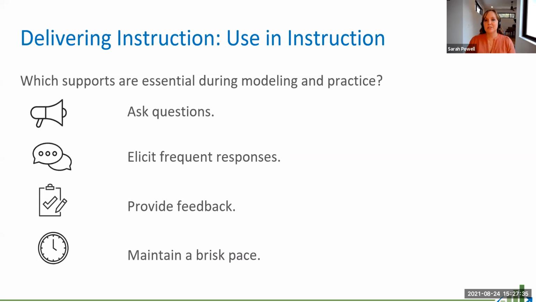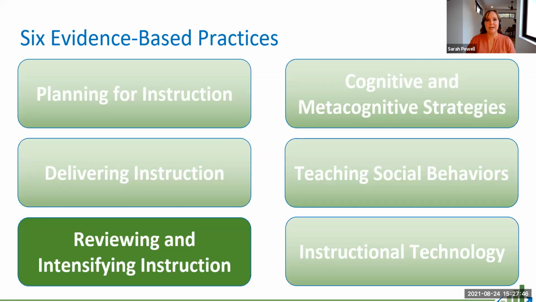And each of these supports does have an extensive evidence base to support its use, and that's why we included them in this brief about delivering instruction. Now I'm going to turn it over to Gena, who's going to talk about reviewing and intensifying instruction.